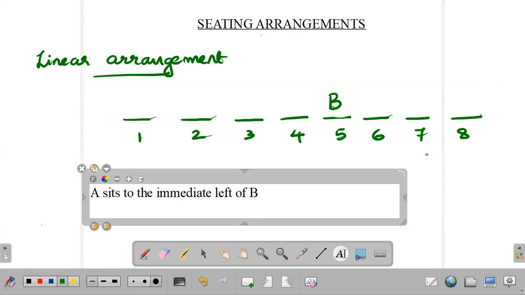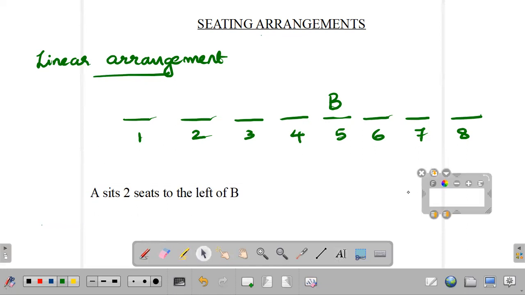Now tell me, where will A sit based on the convention? Yes, seat number 4. Perfect. A sits to the immediate left of B, so it is going to be in seat number 4. Now listen to this carefully. A sits 2 seats to the left of B. So please tell me, among these available seats, where will A sit?